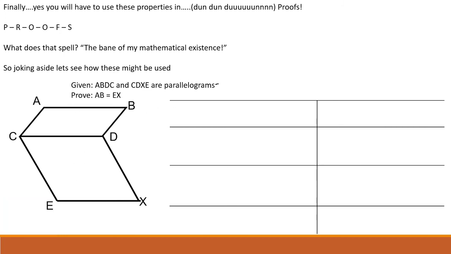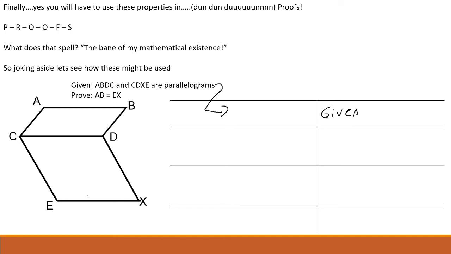In this case, we're given that both these shapes, the top and bottom of the shape, are parallelograms. That's my given. And I want to prove that AB is equal to EX. So usually when you want to prove that two segments are equal, you're going to use the transitive property or the substitution property after you've made a chain or a link.